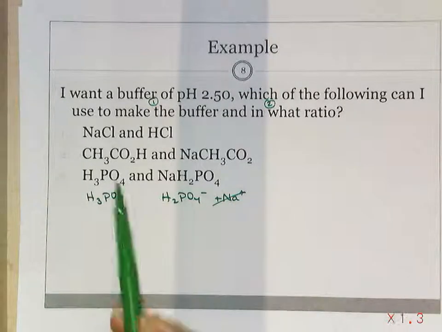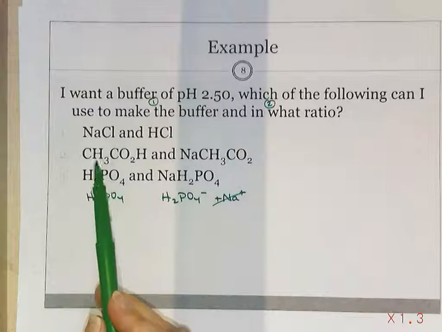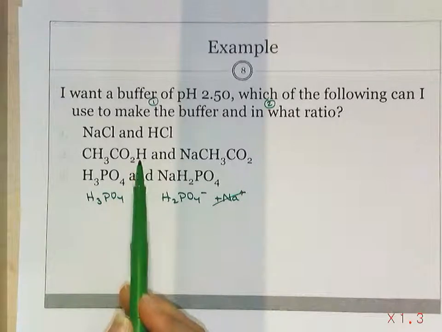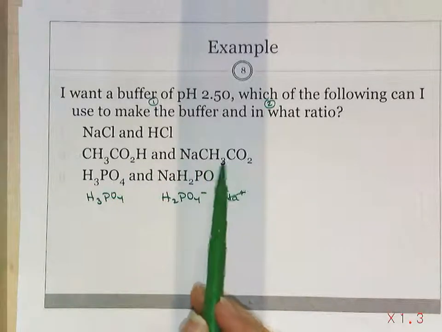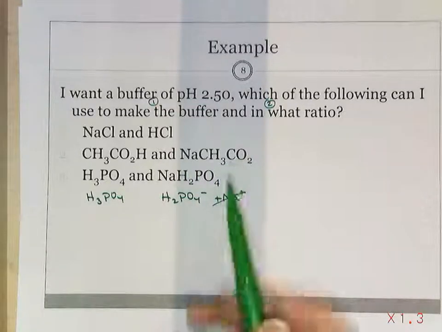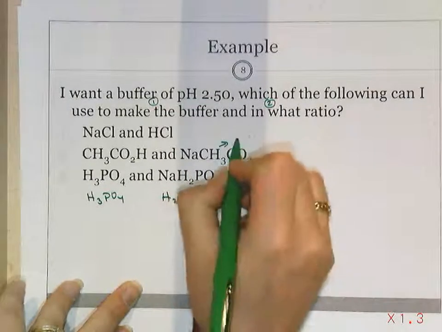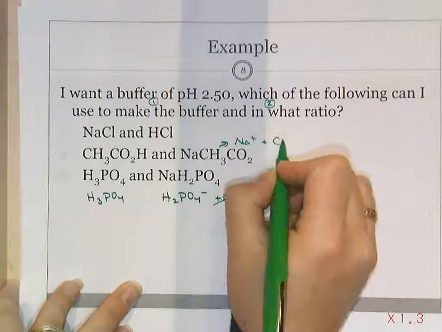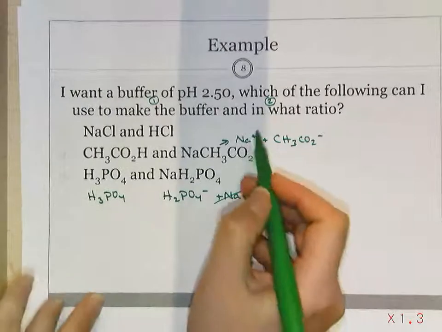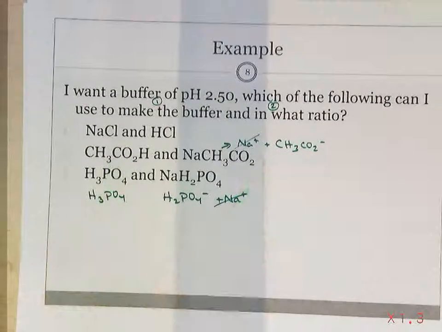All right, what about acetic acid? Acetic acid loses a proton. Is this a proton-less version of acetic acid? Yes. So I could rewrite this as Na plus and CH3CO2 minus. So now, ignoring the sodium, I have an acid-base pair. Okay?